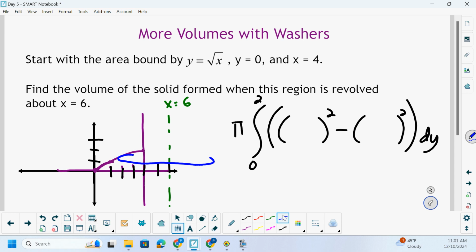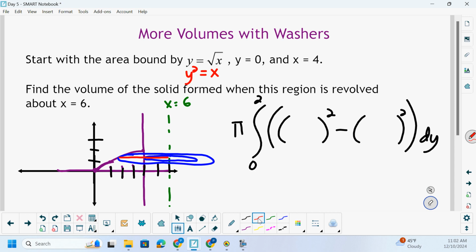So here's our outer circle. So it's centered roughly at that x equals 6 and goes to the outer edge of the region. And then here's our inner circle, which is centered at x equals 6 and then goes to the inner edge of the region. So this would be our outer radius. Now keep in mind, before we think about what that is, we're dy. So we would want all our functions in terms of y. So keep in mind this equation is really x equals y squared.